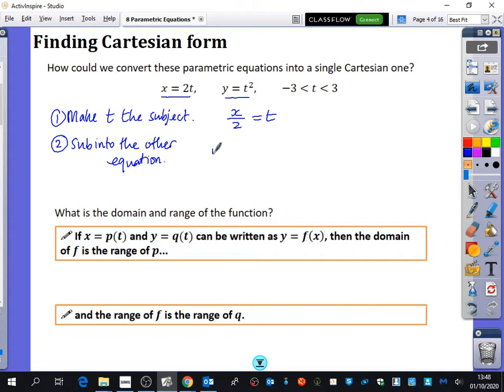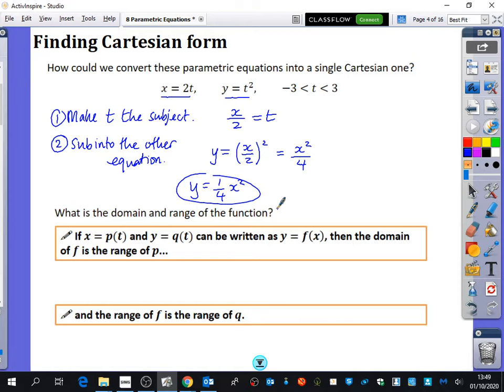And the other equation is y equals t squared. So y would be equal to x over 2 squared, which is x squared over 4. So the Cartesian equation is y equals 1/4 x squared. So we've just eliminated t. That's all we've done for this bit.